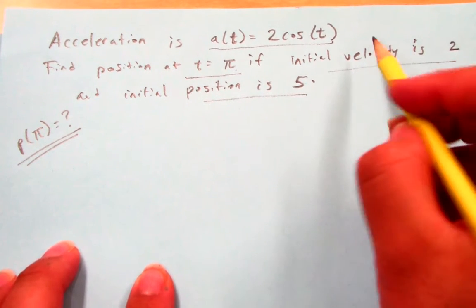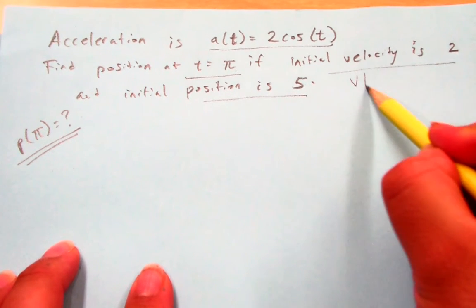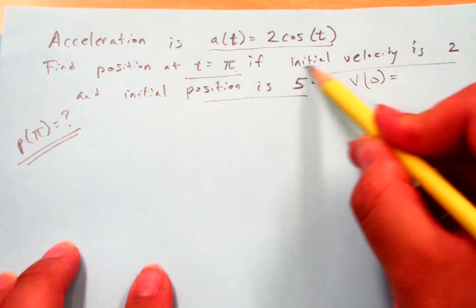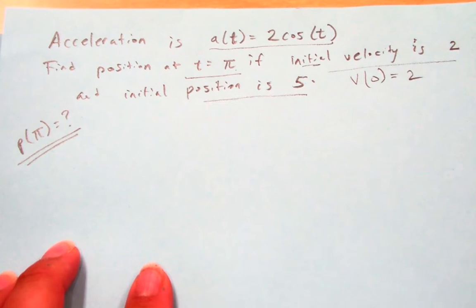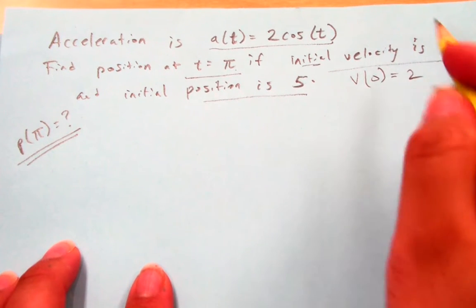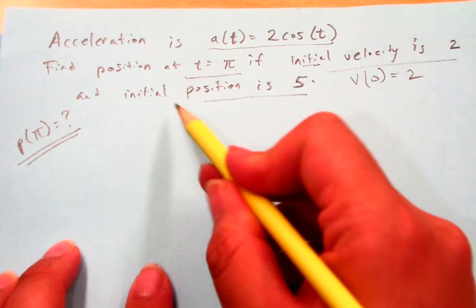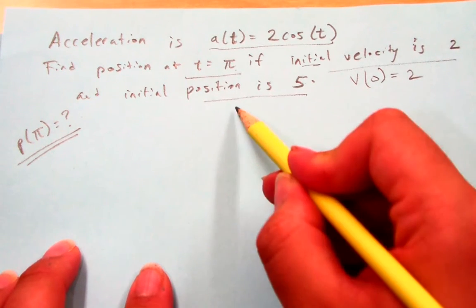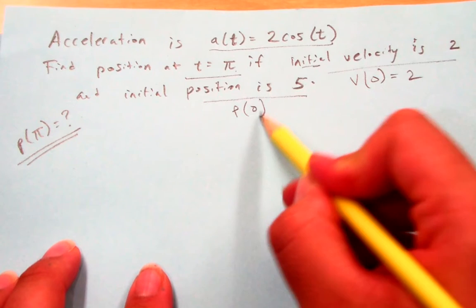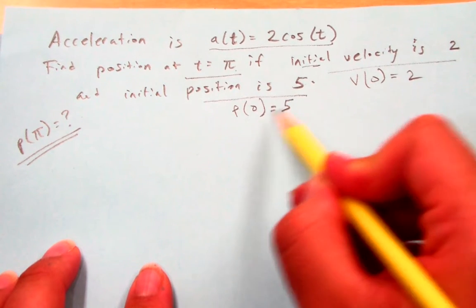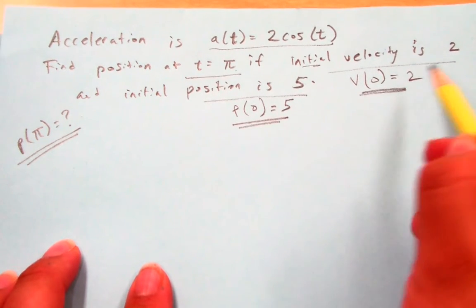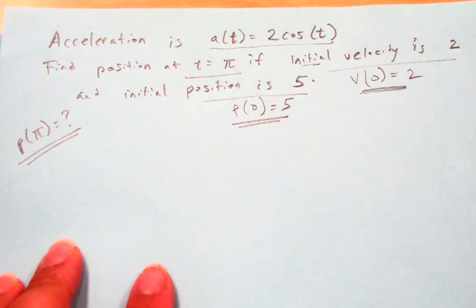We're given some useful information. We're given the initial velocity, which is to say the velocity at time t equals 0, hence initial, is 2. We're not given units here, so just 2, some measure of distance per time, velocity. And we're given the initial position, so p of 0 is 5. So both of these pieces of information will allow us to individually find C through our integration process.